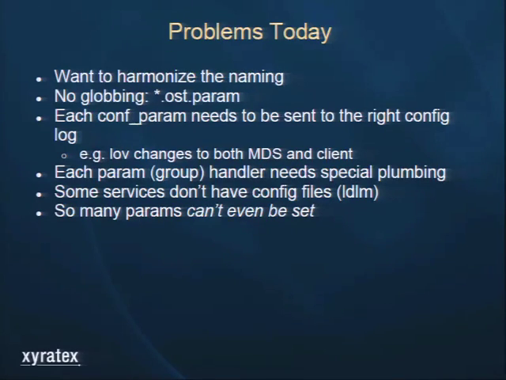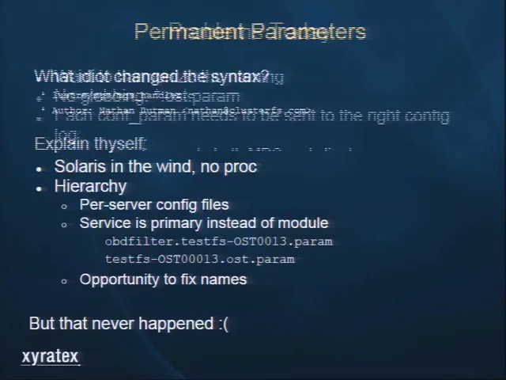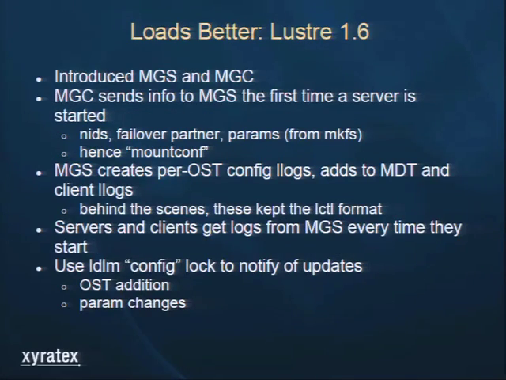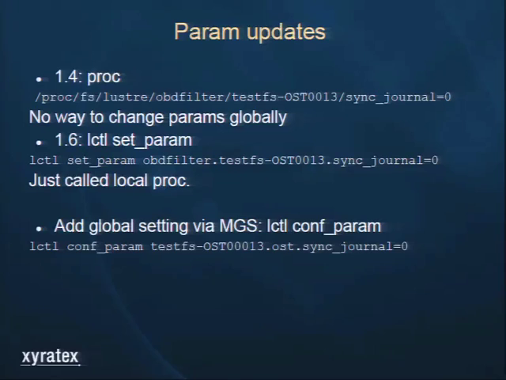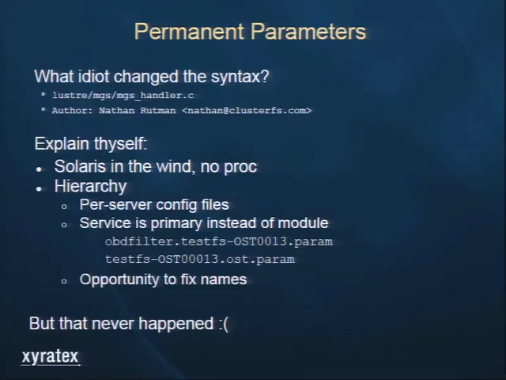Also, confusion abounds in that the conf param parameters actually need to be sent to the right configuration log. As I mentioned before, maybe glossed over a little too quickly, there are per OST logs, and there's a log for the MDT, and there's a log for the client. And so figuring out which of those logs needs to get which of these commands ends up being a fairly complex function that's sitting there in the MGS trying to sort that out.